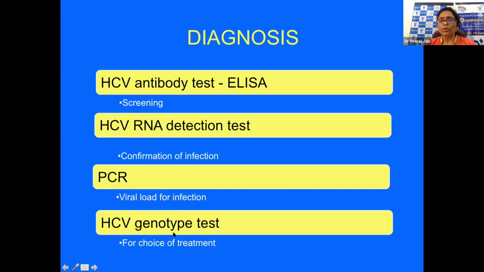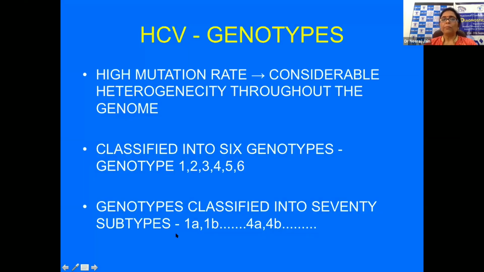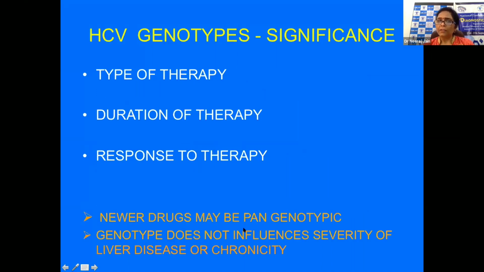And lastly is the genotype. Hepatitis C is a very heterogeneous virus. It has different genotypes, 1, 2, 3, 4, 5, 6, with multiple subtypes. What is the clinical significance of that? We need to know what type of therapy we give to this patient, how long to treat that patient, and to predict the response. For all these things, we require genotype testing.